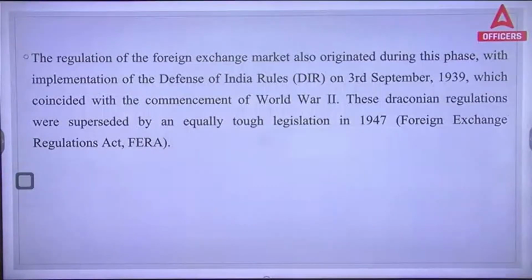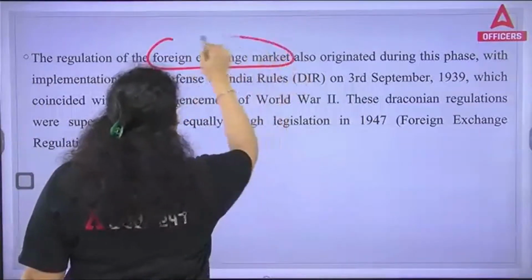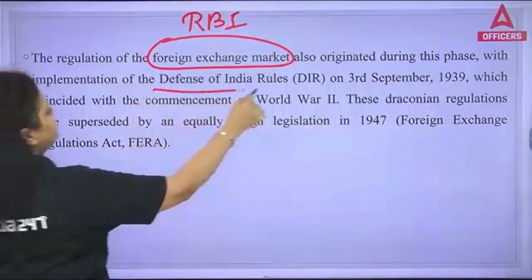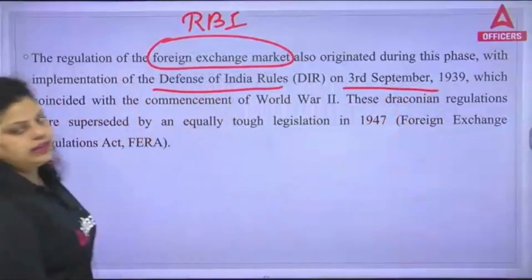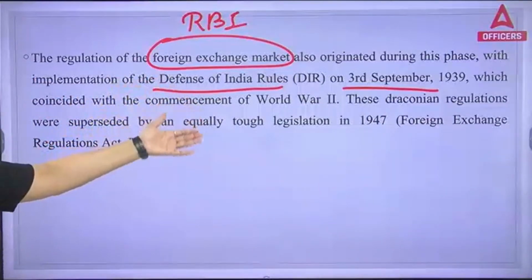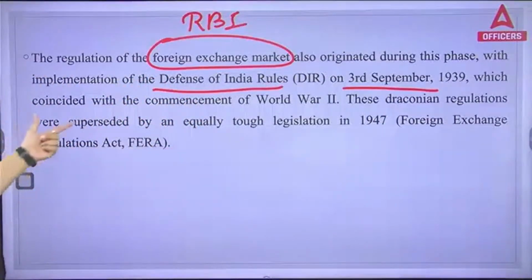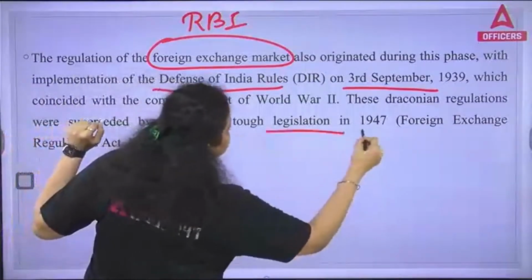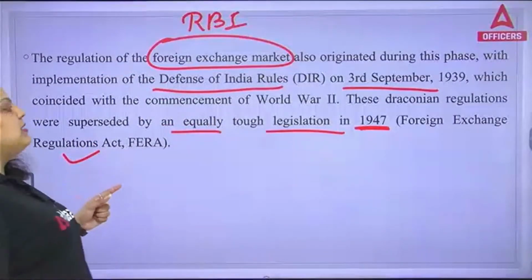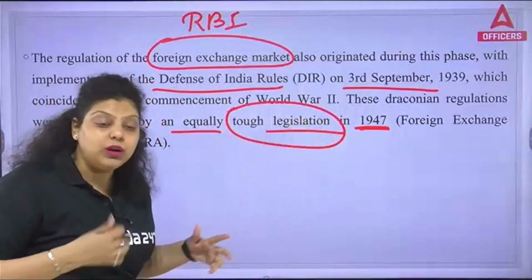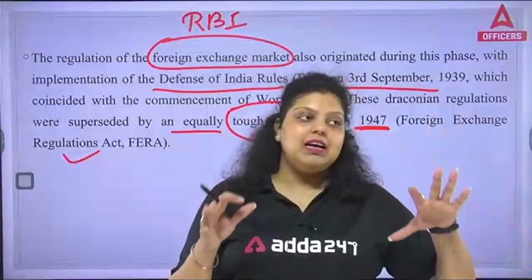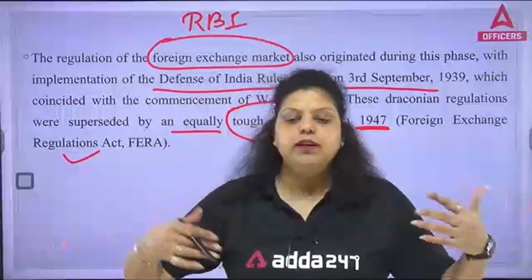The regulation of the foreign exchange market, the forex market, which is regulated by RBI, also originated during this phase with the implementation of the Defense of India Rules on 3rd of September 1939, which coincided with the commencement of World War II. These draconian regulations were superseded by equally tough legislation in 1947, the FERA, Foreign Exchange Regulation Act. Why do we say equally tough? Because the FERA introduced a lot of restrictions in foreign exchange transactions.